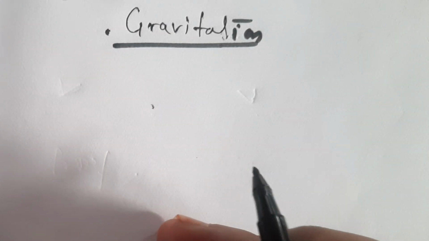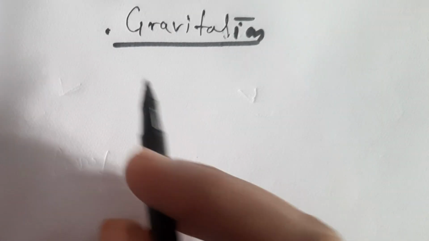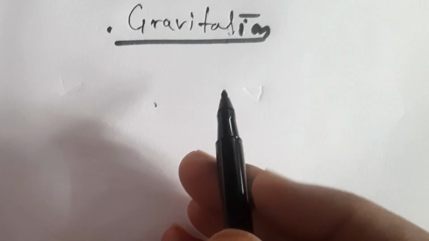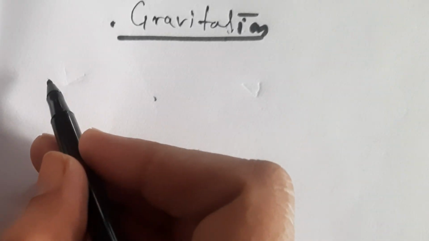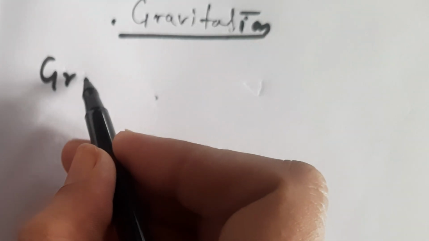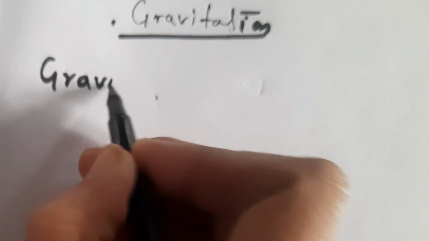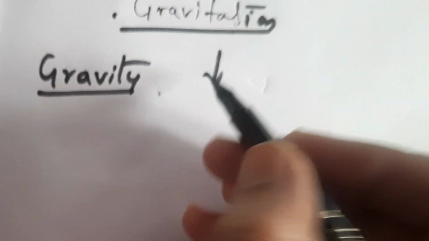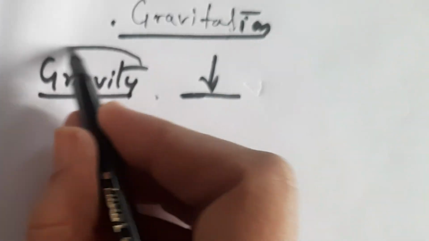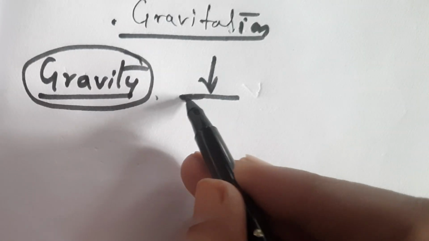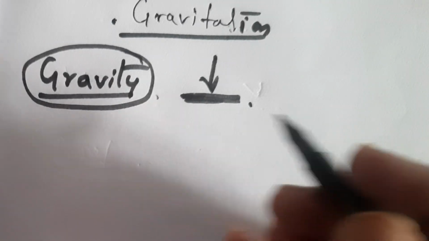Okay, in this chapter we have very few topics to learn. So the first main important topic: what is gravity? Before starting with the chapter gravitation, we must know what gravity is. Gravity is a force which binds objects to the earth. Because of gravity, every object is bound to the earth.